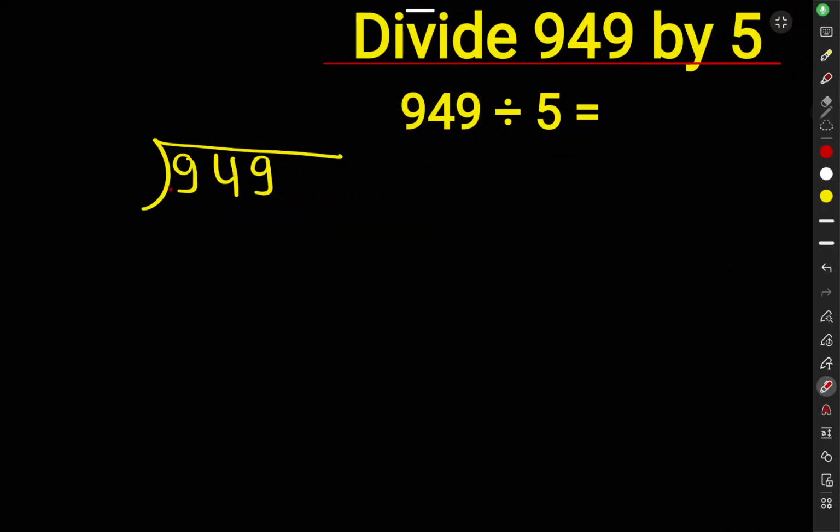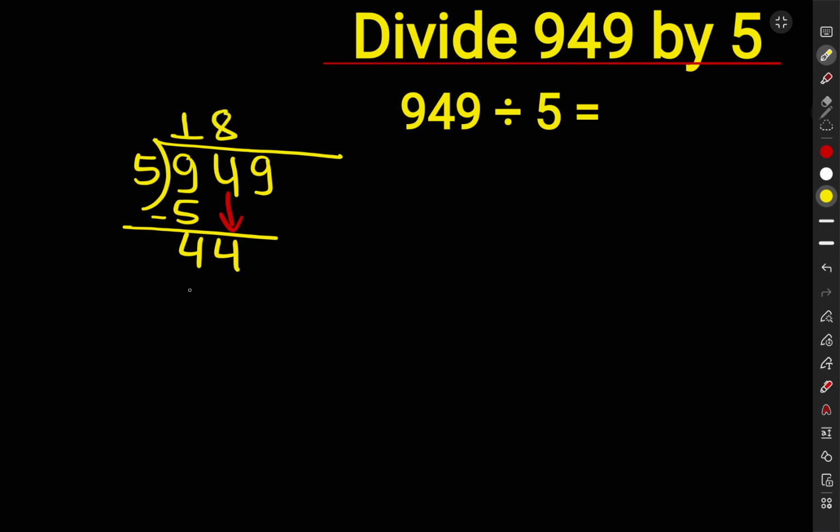We divide 949 by 5 in long division method. 5 times 1 is 5. On subtracting we get 4. So now we put down this 4 and it is 44.